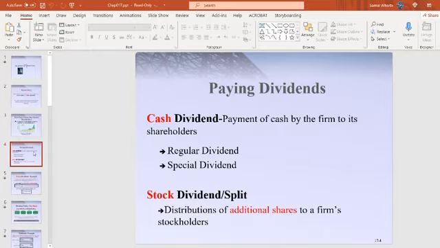Okay, let's start first of all with paying dividends. Then later on, inshallah, we will talk about stock repurchase. Paying dividends, there are two types of dividends. Focus with me. Now, we are focusing here on dividends. There are two types. The first one is cash dividends, and the other one is stock dividends or split. Cash dividends, this is easy, like payment of cash by a firm to its shareholders.